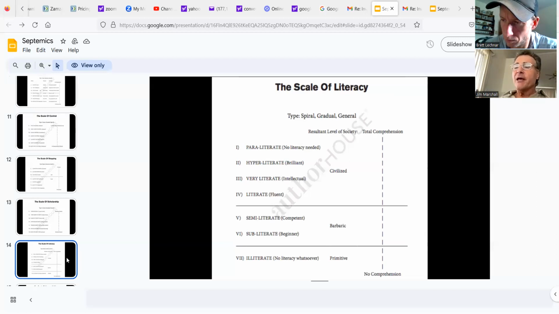Okay, so up from that is semi-literate. Now, this is an area that most people know nothing about. A semi-literate person is competent in the area of literacy. There are millions of people with graduate degrees who are semi-literate. There are people in the STEM subjects. STEM stands for science, technology, engineering, mathematics. People who have STEM degrees who are semi-literate.